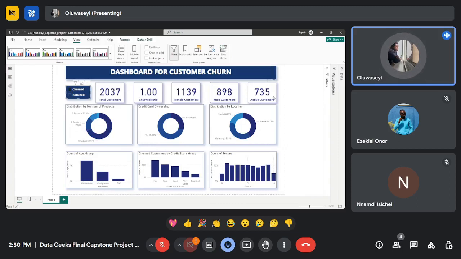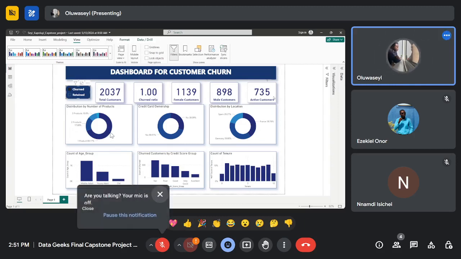Not so high, not up to 25%, not up to 50%, which means in that regard, I think we are good. We should not focus on whether customers are active or not to look at our churn value.